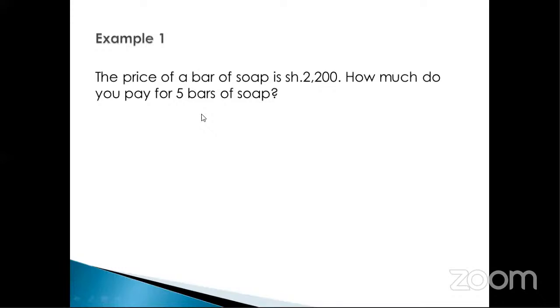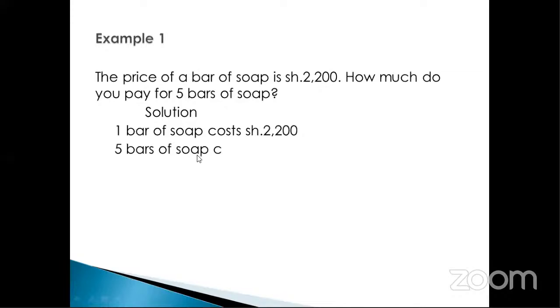So how do we do this number? As mathematicians, let's try to show our working. Let's try to tell someone like this. We are going to tell somebody that now 1 bar of soap costs 2,200 shillings. That is what we are going to say. Now, how about 5 bars? Then we shall say 5 bars cost 2,200 shillings times 5. So this is where our multiplication comes.